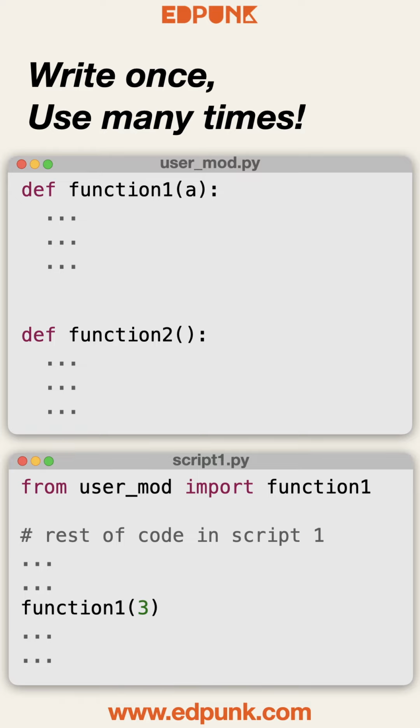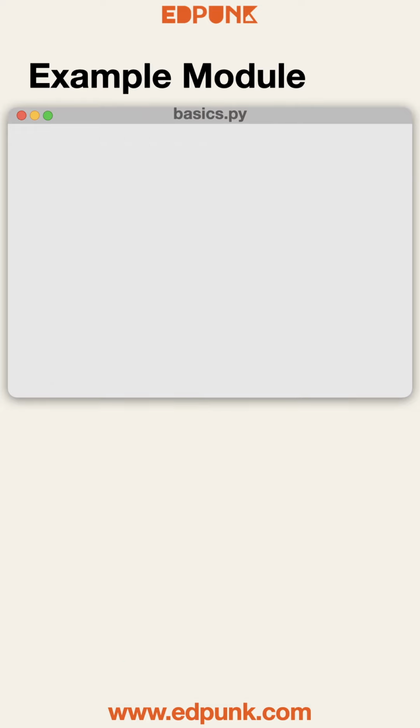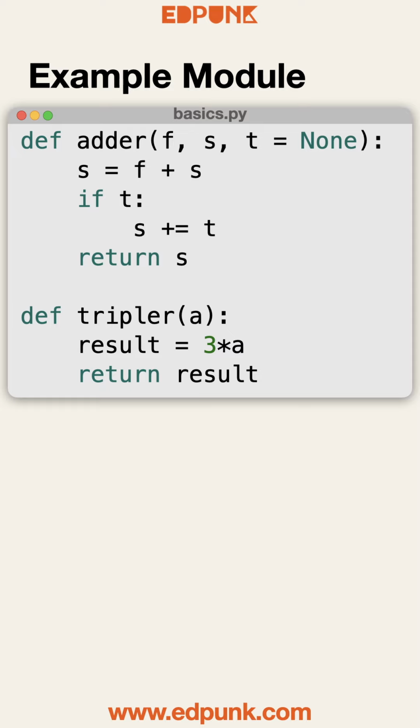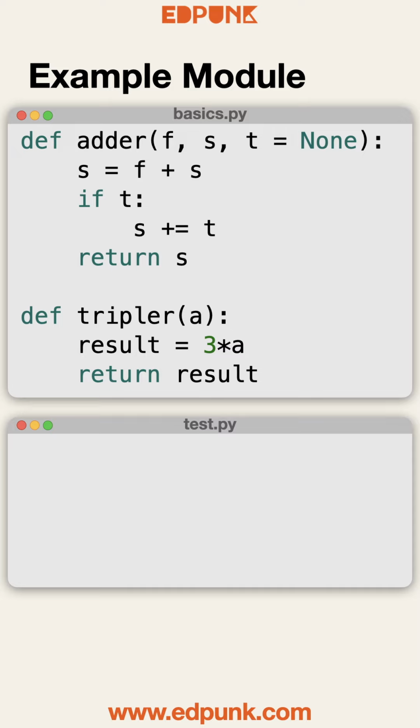Let us now create an example module. Create a new file basics.py containing two functions, adder and tripler. The function adder accepts two or three arguments and returns their sum, whereas the function tripler accepts an argument, multiplies it by 3 and returns it. After saving the basics.py file, reopen IDLE and create a new file test.py in the same directory as basics.py.